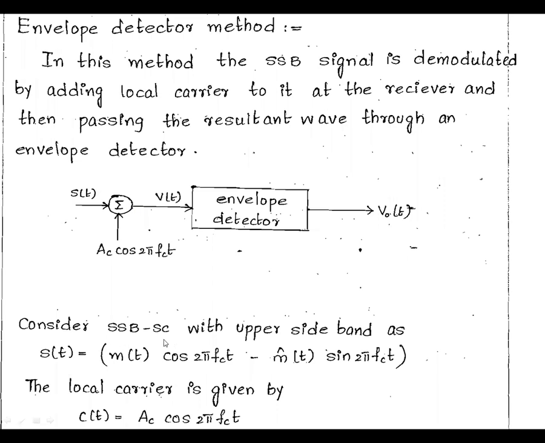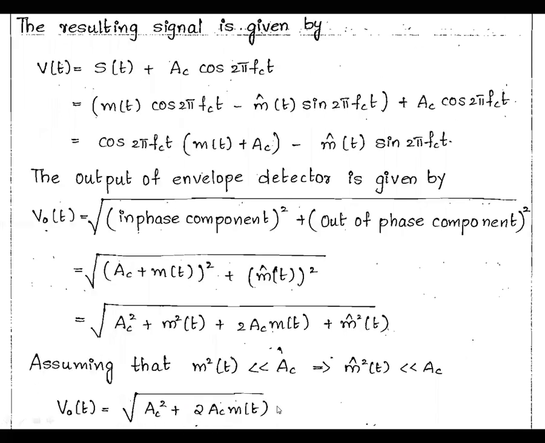SSB-SC, that is single sideband suppressed carrier, with the upper sideband, is s(t) = m(t) cos 2 pi FC t minus m cap(t) sin 2 pi FC t. The locally generated carrier is c(t) = AC cos 2 pi FC t. Now the resulting signal is e(t) = s(t) + AC cos 2 pi FC t, that is m(t) cos 2 pi FC t minus m cap(t) sin 2 pi FC t plus AC cos 2 pi FC t.